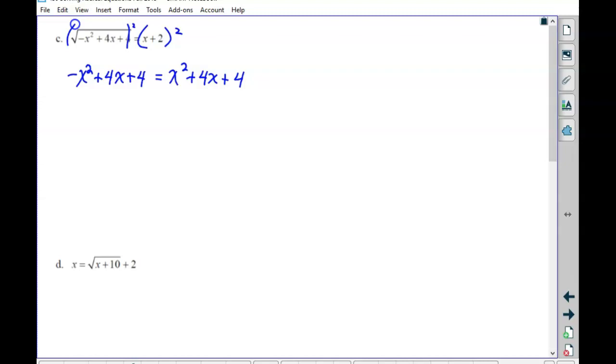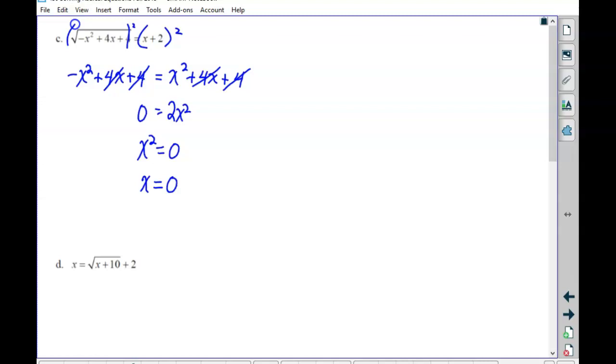Okay, so now we get x terms together. I'm going to bring them to be positive, so I'm going to add x squared to both sides. So that'll be 2x squared. 4x's go to 0, and this goes to 0. So it's really 2x squared equals 0. Solve that. Okay, so we get x equals 0.